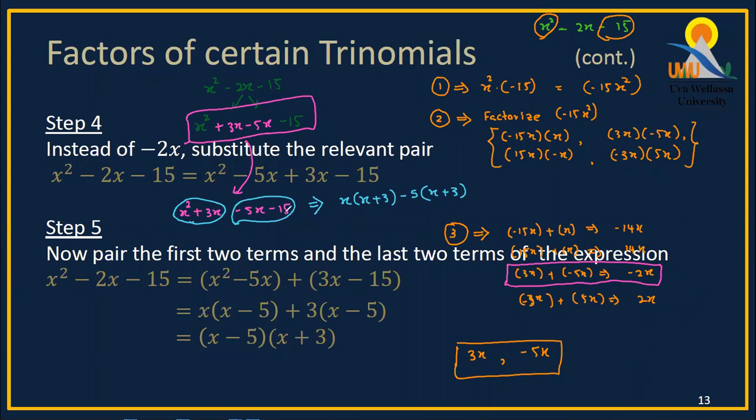Now you can see that the writing in blue color has been identified as a common factor. You can see x plus 3 here as well as here. Therefore, you can take x plus 3 out. If you take x plus 3 out, the remaining for the first part would be x, and the remaining for the latter part would be minus 5. Therefore, this results in the factors x plus 3 into x minus 5.